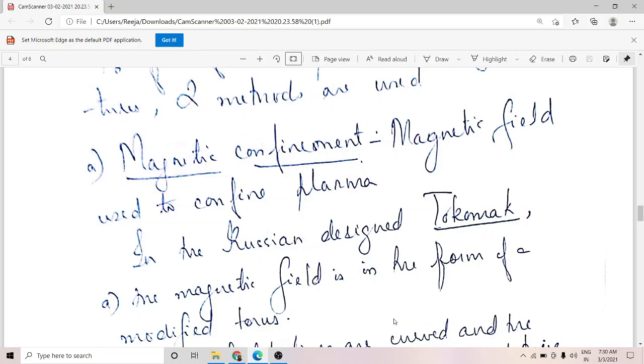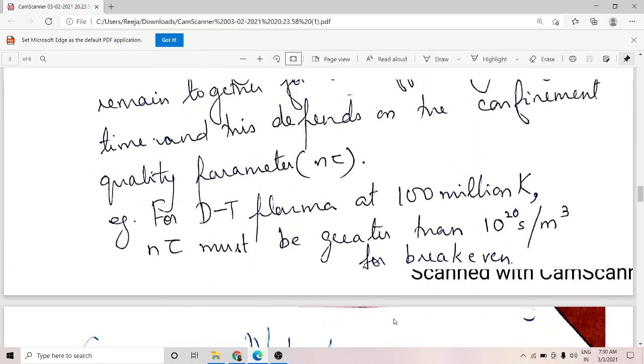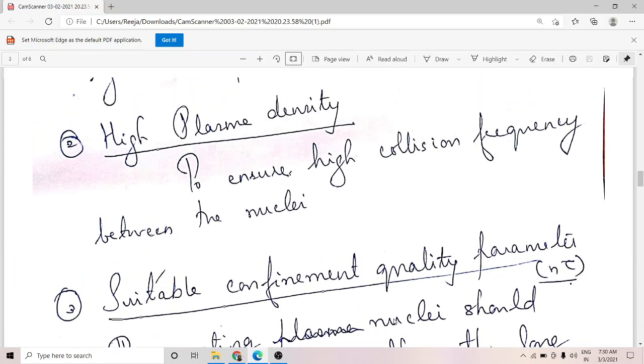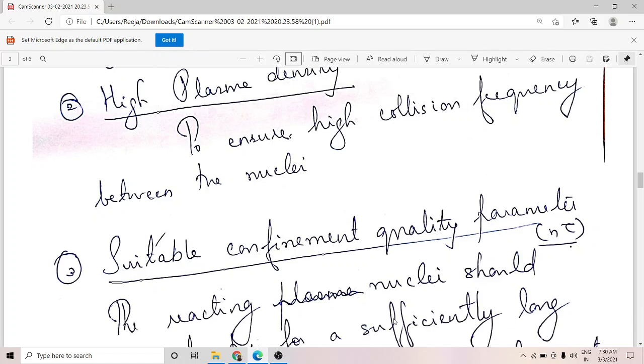The second method is inertial confinement, where we use high energy beams to fall on the fuel pellet, heat up the plasma and confine it there and allow the fusion reaction to take place. So these are the two methods of confinement. So I hope you have got an idea about the conditions required for a successful fusion reactor to operate, that is high temperature, then high collision frequency got by high plasma density, then suitable confinement quality parameter, and what are the different confinement methods.